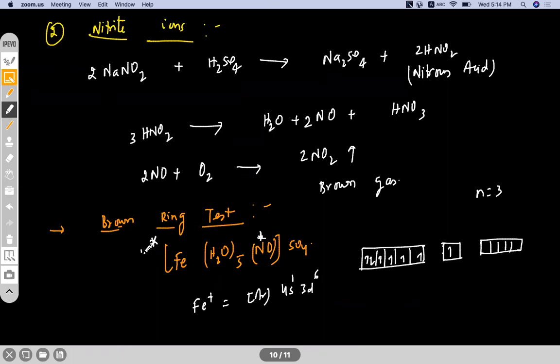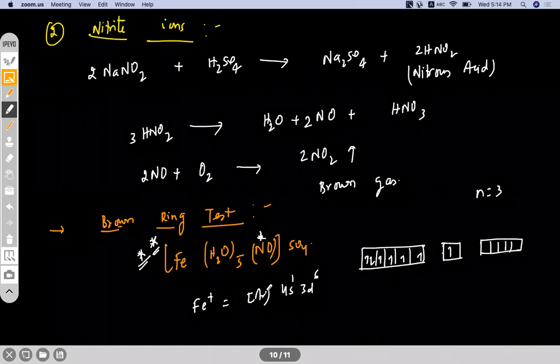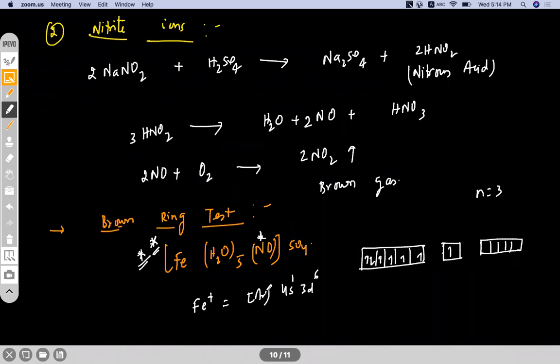This question has come many times in JEE. Right. Magnetic behavior I don't remember, but this information they have asked, like the positive charge over here. You should know whether it is neutral or positive charge over here. Okay, yes, sir. Okay? So better you take it as an information.